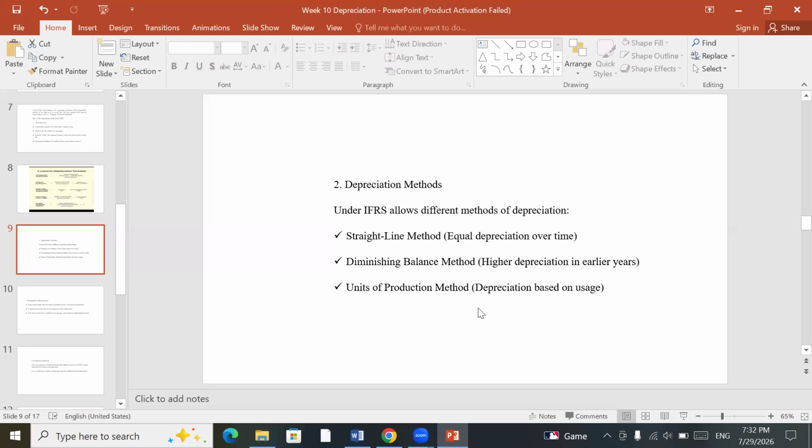And the unit of production method: depreciation based on usage. How many hours you use, how much you produce, depends on the usage. This is the unit of production method. There are also the double declining method and the sum of the year digits method. They are not mentioned here, but we will practice the mathematical problems when I solve the math about depreciation.